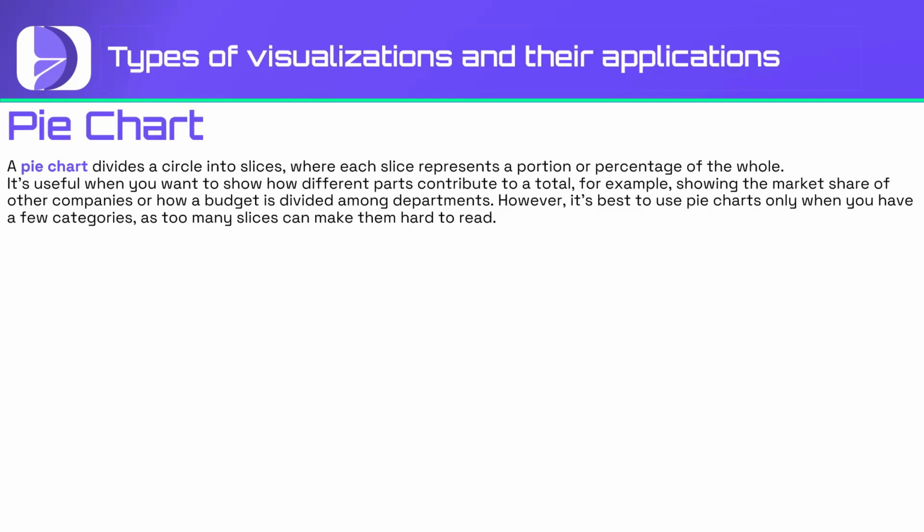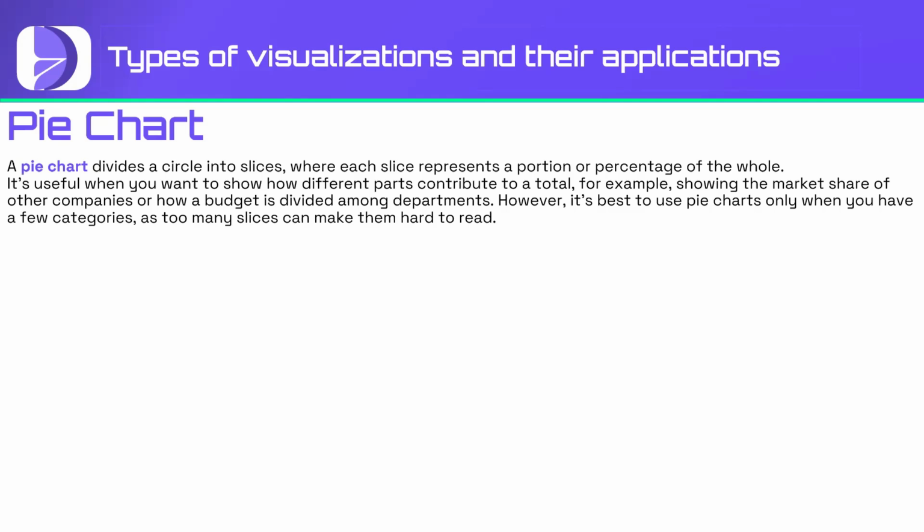So take for instance, like we have in the previous video, where we have the corporates, the SMB, the online retail and wholesales. Let's see how each of these segments contributes to the total of the entire revenue. So for the total revenue, what percentage was corporate? Let's say around 40%, SMB around 20%, and on and on like that, you get to 100%. So for example, showing the market share of other companies or how a budget is divided among departments.